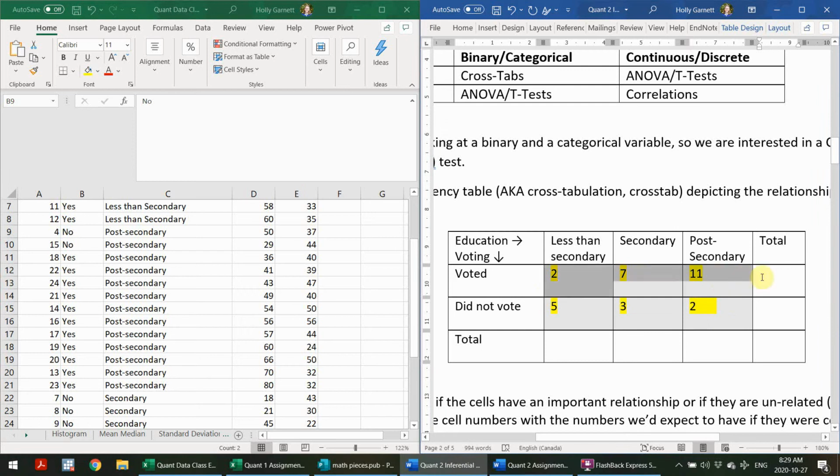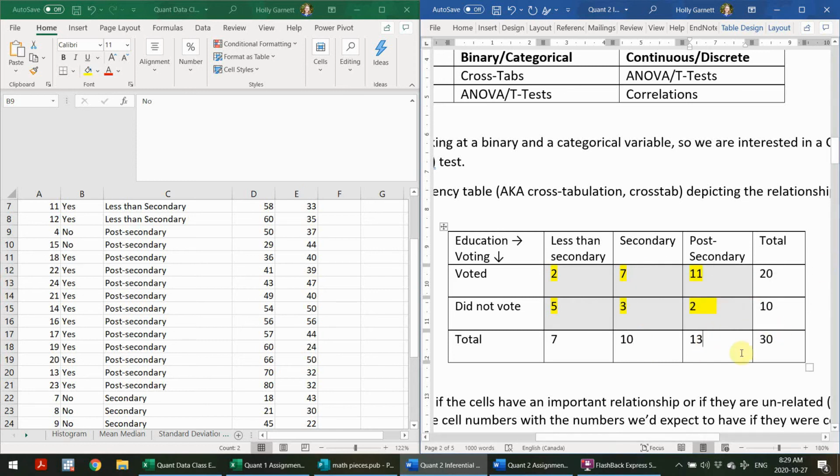All right, so now we want to sum it up. 2 plus 7 plus 11 equals 20. We're going to sum this up too. 5 plus 3 plus 2 equals 10. So the total number of observations, again, is 30. And then here we have how many people less than secondary? There were 7. How many people with secondary? There were 10. How many people with post-secondary? There were 13 in our sample.